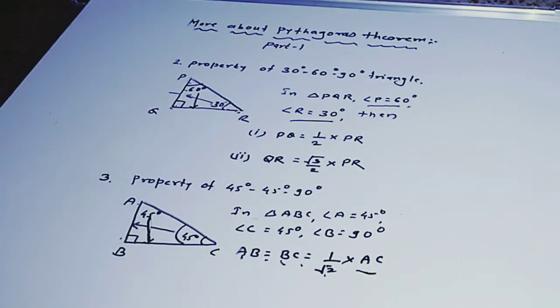This is another type of triangle, the 45-45-90 degree, and the other is the 30-60-90 degree triangle. This is the behavior of the triangle. We should remember how its sides change when we are given such types of triangles.